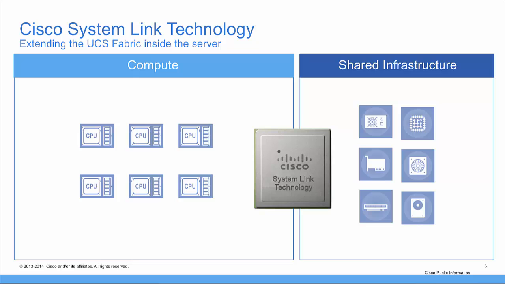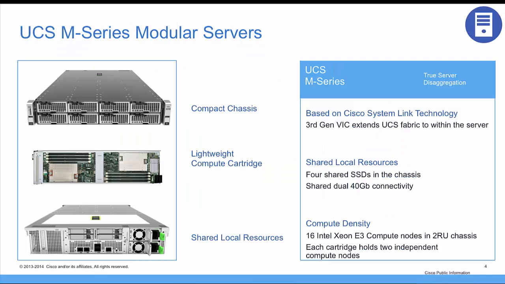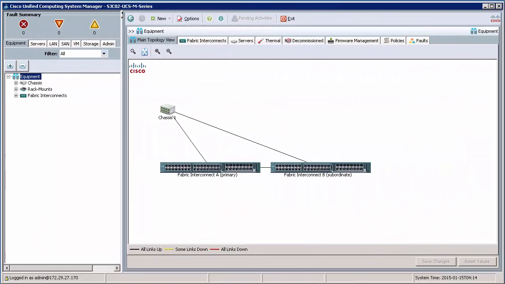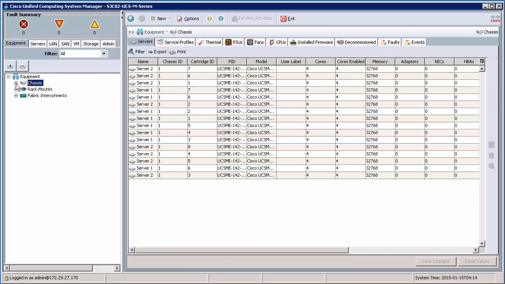Using a technology called System Link technology, Cisco has found a way to distribute or disaggregate the server from shared infrastructure components such as network, storage, and heating and cooling. This is known as the M-Series modular servers. It's a compact server containing 16 server nodes in 2RU based on our third generation VIC fabric. So we'll take a look at how this server works within a UCS environment.